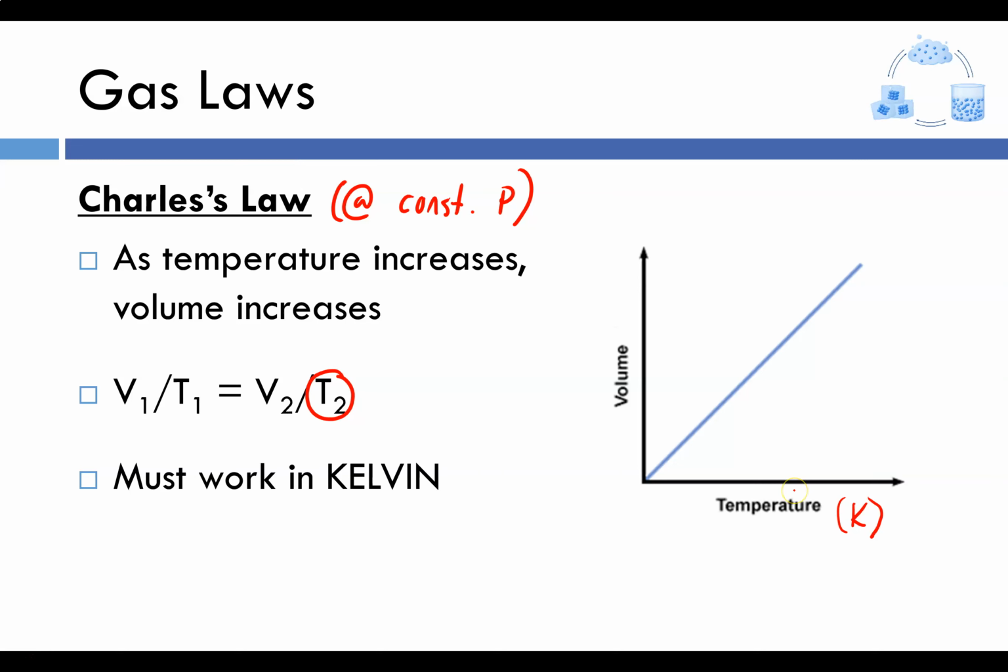Also, in Celsius and Fahrenheit, we can have negative temperatures, which would lead to a negative volume. That also doesn't make any sense. We need to work in Kelvin. It's an absolute temperature scale, cannot be 0, and we will not see negative numbers.